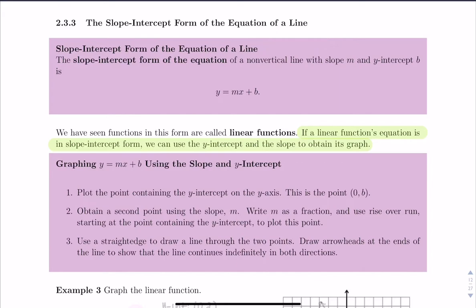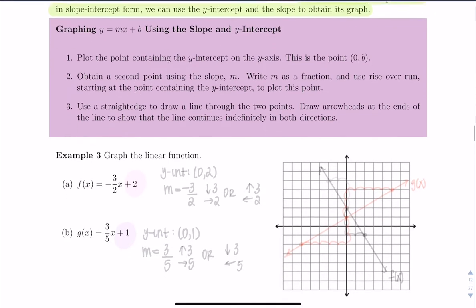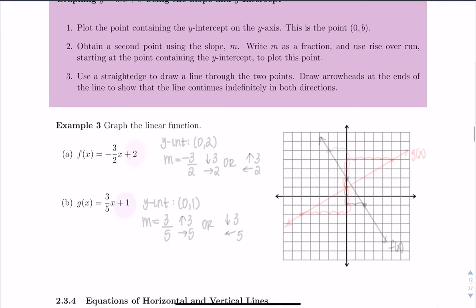You'll obtain a second point using the slope, which is m. Write m as a fraction and use rise over run, starting at the point containing the y-intercept to plot this point. Use a straight edge to draw a line through the 2 points. Draw arrowheads at the ends of the lines to show that the line continues indefinitely in both directions. So first you want to plot your y-intercept, and then you will use your slope to find your second point. So let's go ahead and try that on the first one.